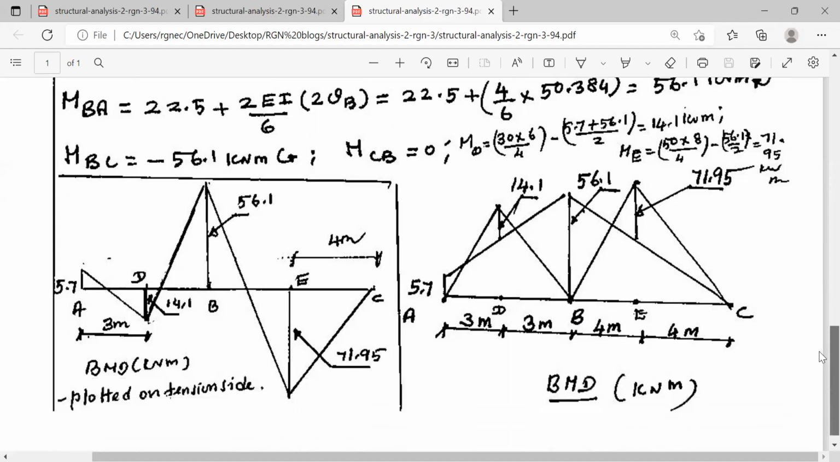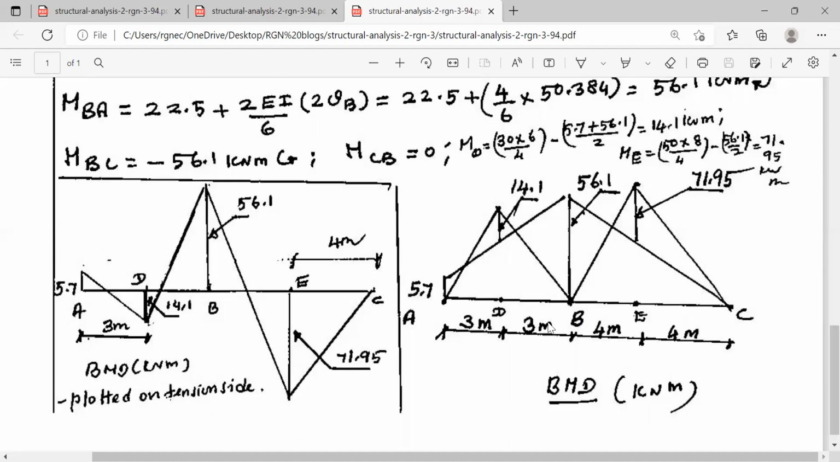And we can also plot the bending moment diagram on the tension side. At support, the negative bending moment causes tension at top. So plot it on the upward side. And then here, if it is 14.1, simply supported bending moment, it is causing tension at bottom. Plot it below the line. Between points A and D, there is no load. So join it by means of a straight line.